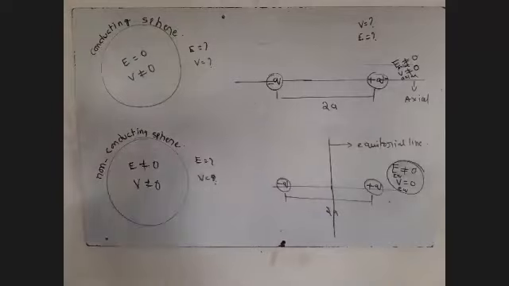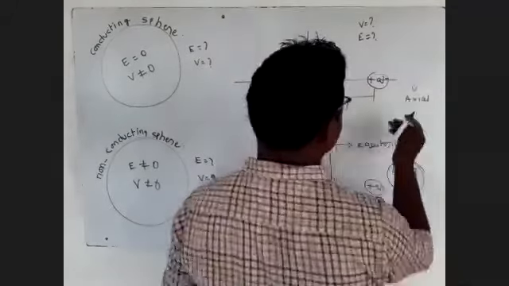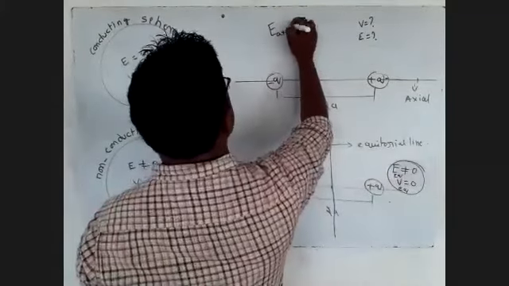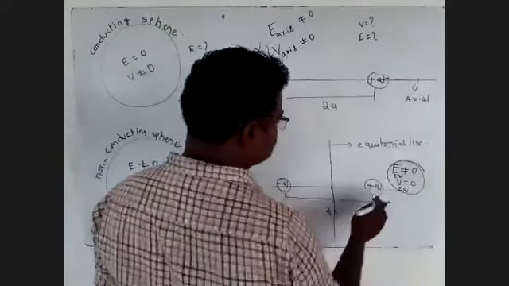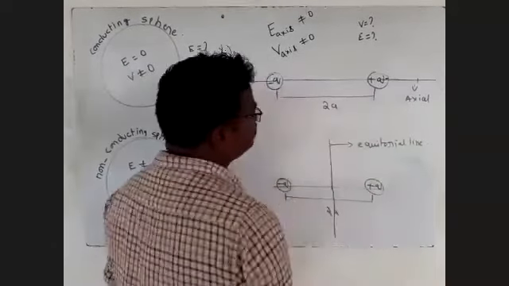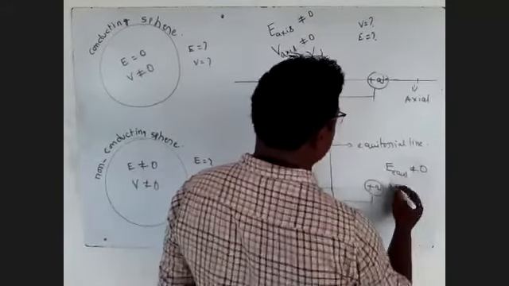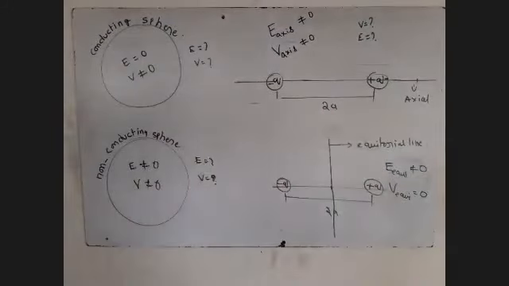So do you know, I already proved this equation. This is an axial line. So E axial is not equal to zero, and V axial is not equal to zero. But this is the equatorial line. E equatorial is not equal to zero, but V equatorial becomes zero. Okay, so this is a very important point. Keep it in your mind.